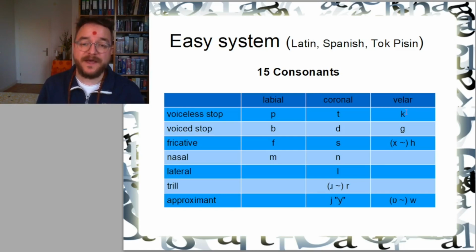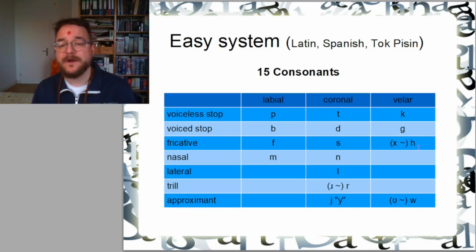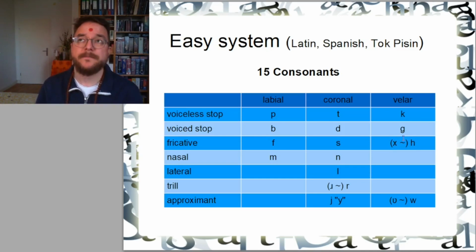Then we have the velar sounds: ka, aka, ak, ga, aga, ag, ha, aha, ah. Again, we have a variant, the ch. So it would be cha, acha, or ach, which are variants of the h sound. Many Slavic languages have this. Also Spanish, for example, doesn't really have a pure h, but more of a ch sound.